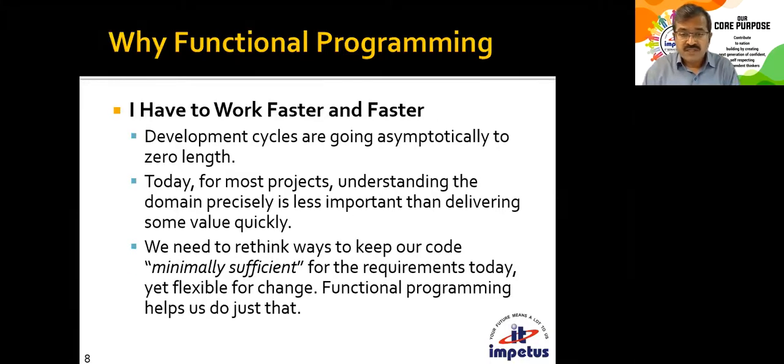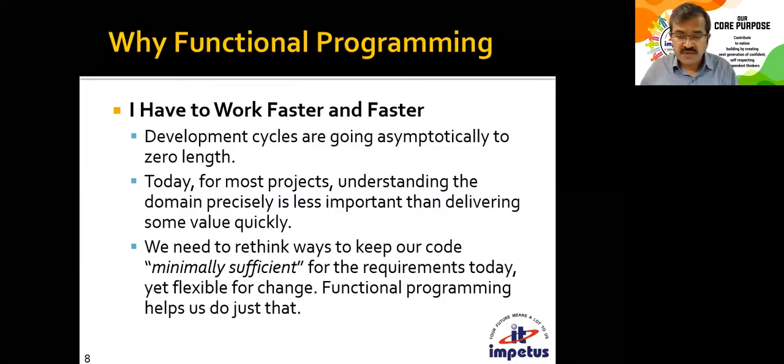I have to work faster and faster. Development life cycles are going asymptotically to zero length. That means we would quickly want to give new releases to an application that has been developed. We develop an application, and the release is like within the next 2 days, next 3 days. And there are applications where we find new versions are to be released every few hours. There are some websites where you will find a new release comes every 2 hours or 3 hours.